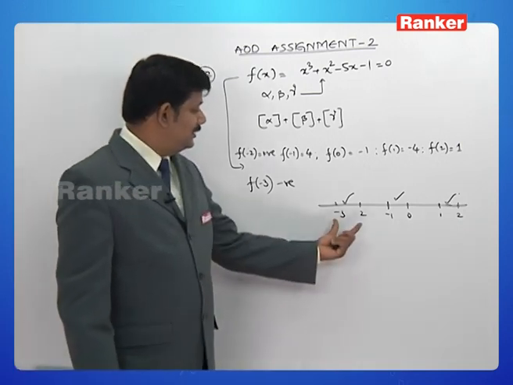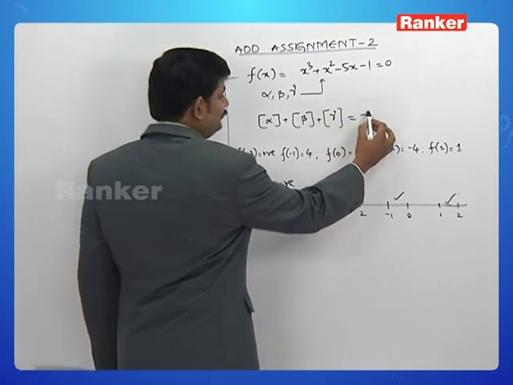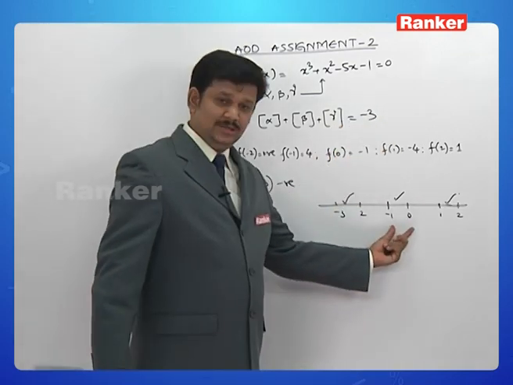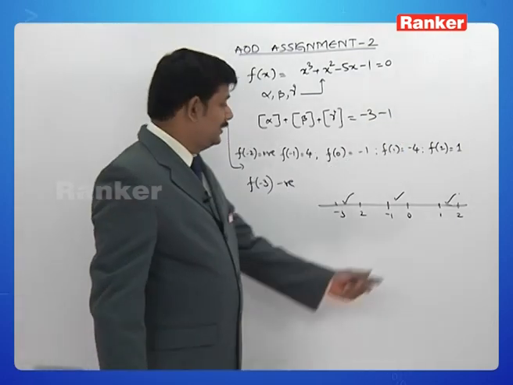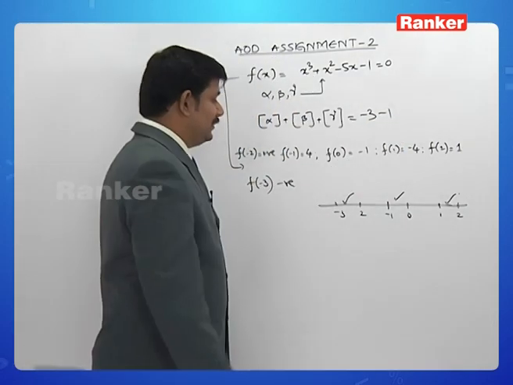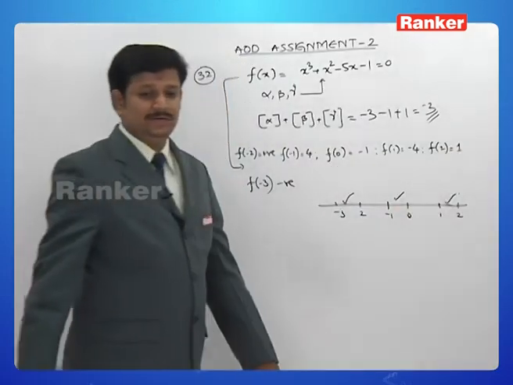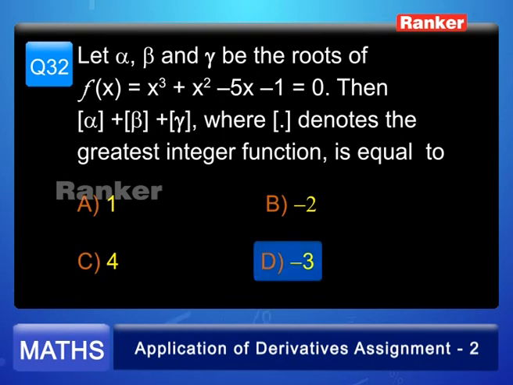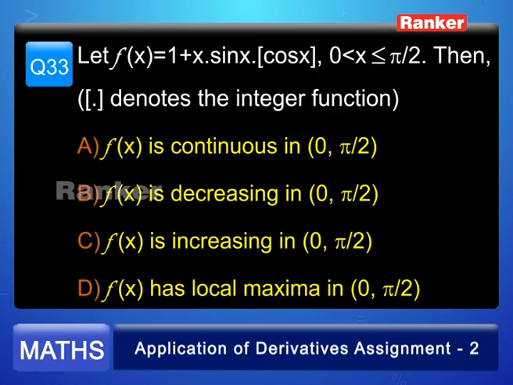Without loss of generality, let alpha be here. The integral part of alpha is minus 3. Let beta be here. The integral part of beta is minus 1. And let gamma be here. The integral part of gamma is 1. So the answer is minus 3: the integral part of alpha plus integral part of beta plus integral part of gamma is minus 3. Answer D.